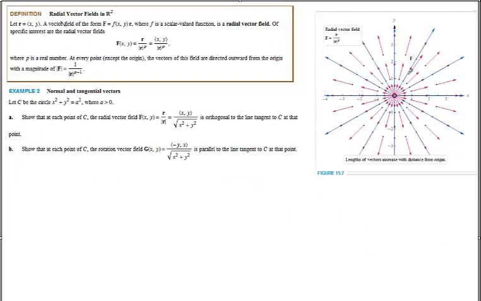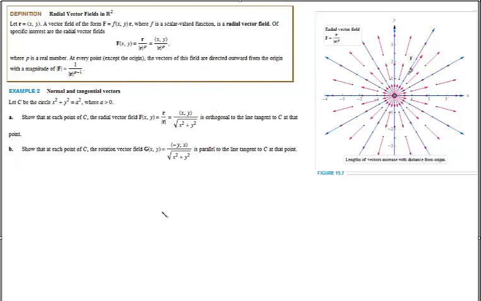Next, we have a definition of radial vector fields in R2 space. Notice that R is my vector, and my vector field is capital F. This f of x, y is some scalar valued function, and R is my vector, so my vector field would be this vector divided by the magnitude of my R vector. And then the magnitude of my F would be equal to 1 over the magnitude of my R, all raised to the p, and here to the p minus 1.